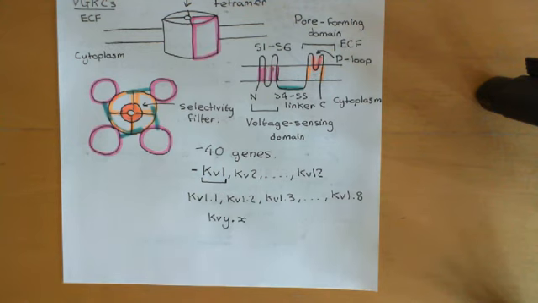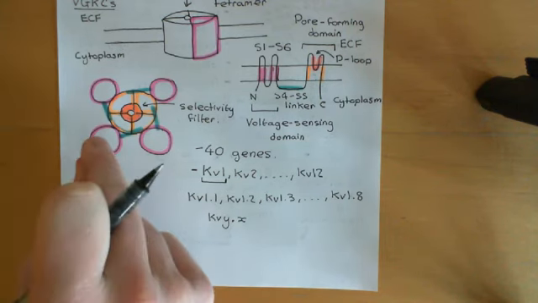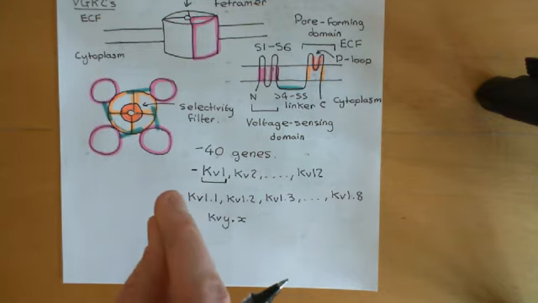Now, how do they assemble together? Well, that's a total nightmare. Most of the examples that we are going to see are going to be homotetramers, where you assemble 4 identical subunits together to make a voltage-gated potassium channel.